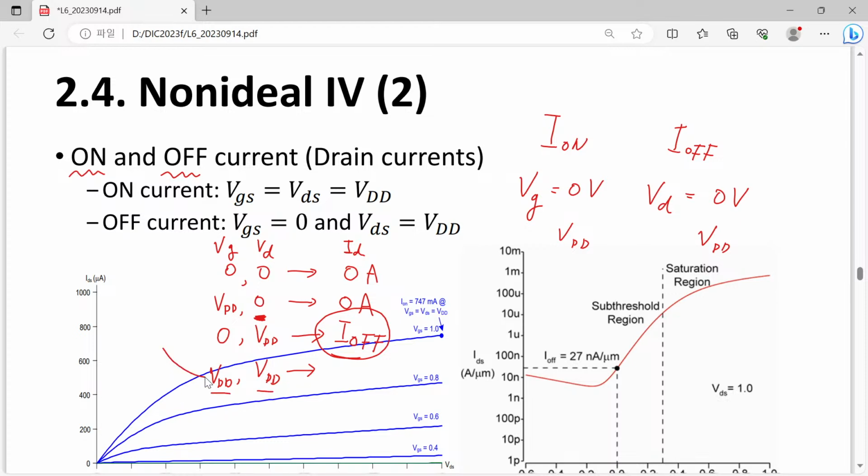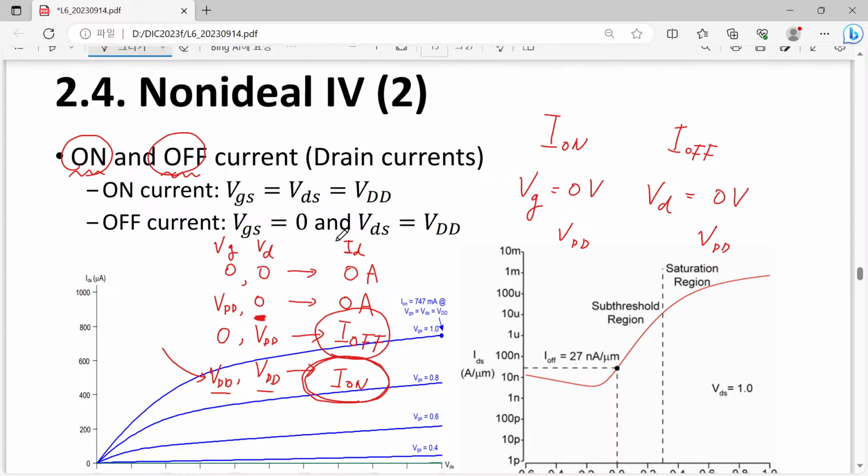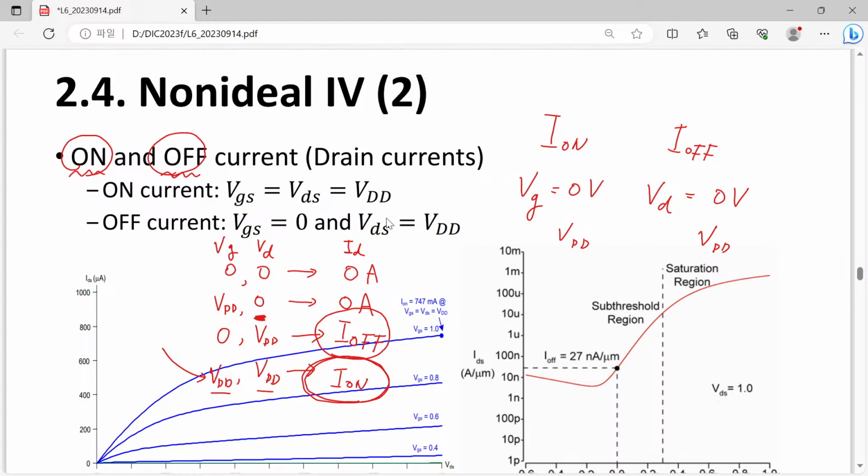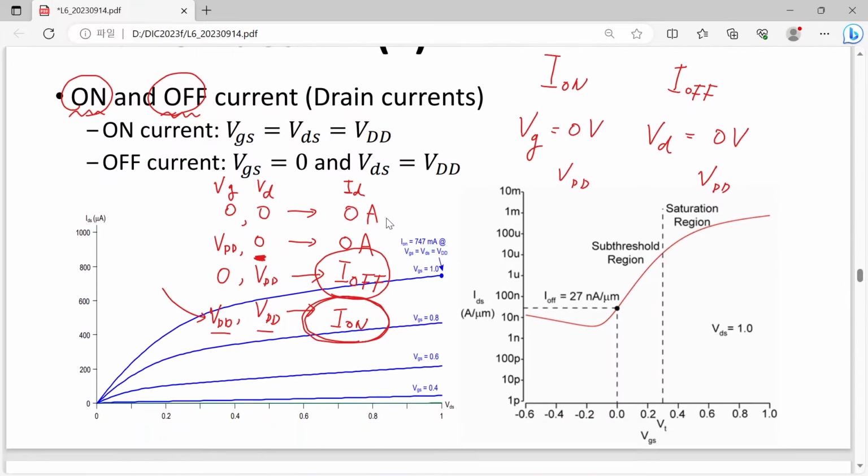Now we wanted to turn on this device, and it was turned on, and it tried to conduct its best, and the best performance, or the most current it can conduct, is described by this I_on. So now you have to understand we must quantify these two currents, I_off and I_on. Then where can you find this I_on and I_off?